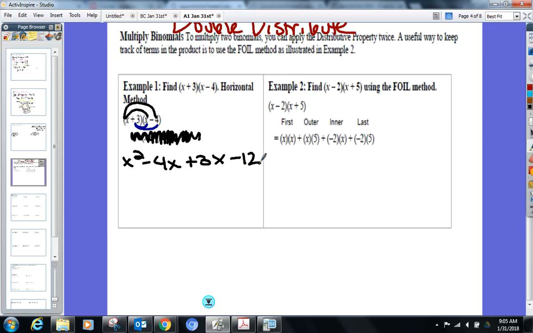Got it. Because there's still stuff you guys can clean up here. Yep. You can combine the two middle terms. X squared, negative 4x and 3x. Clean it up. Negative x minus 12. Everyone look all right here?